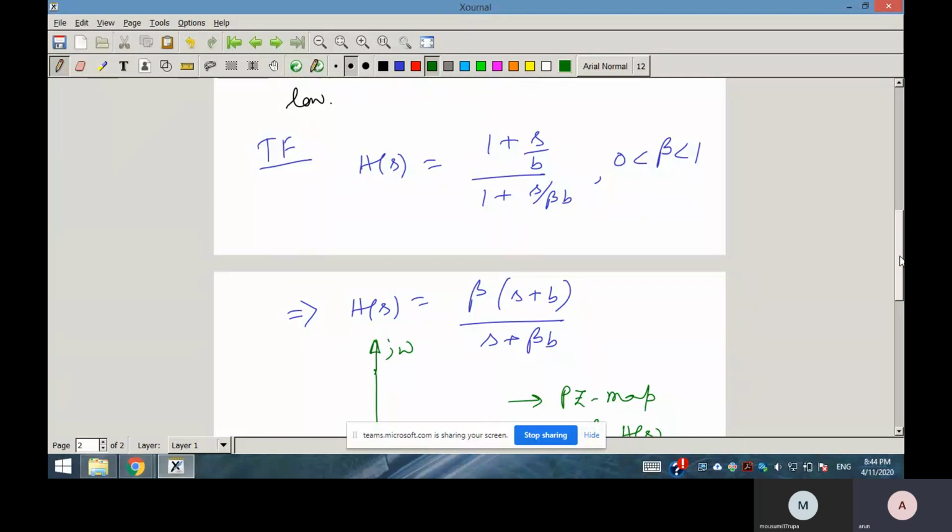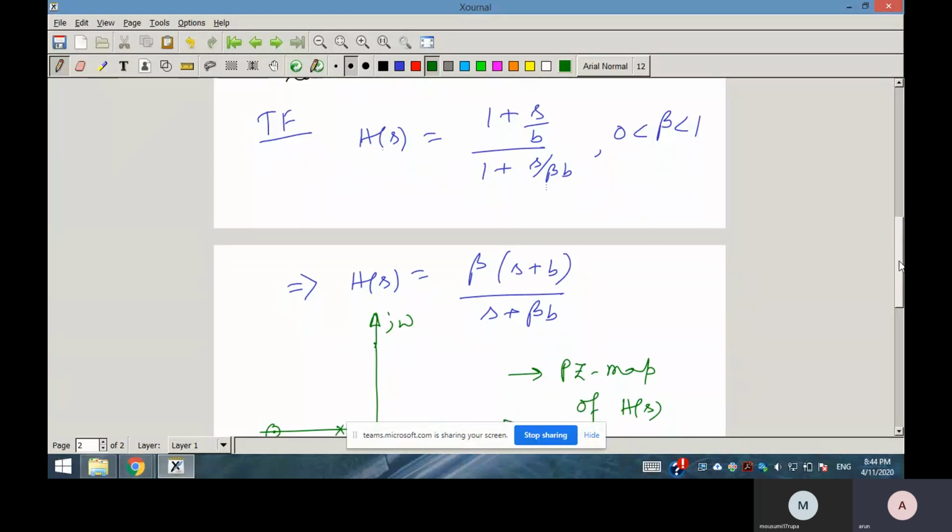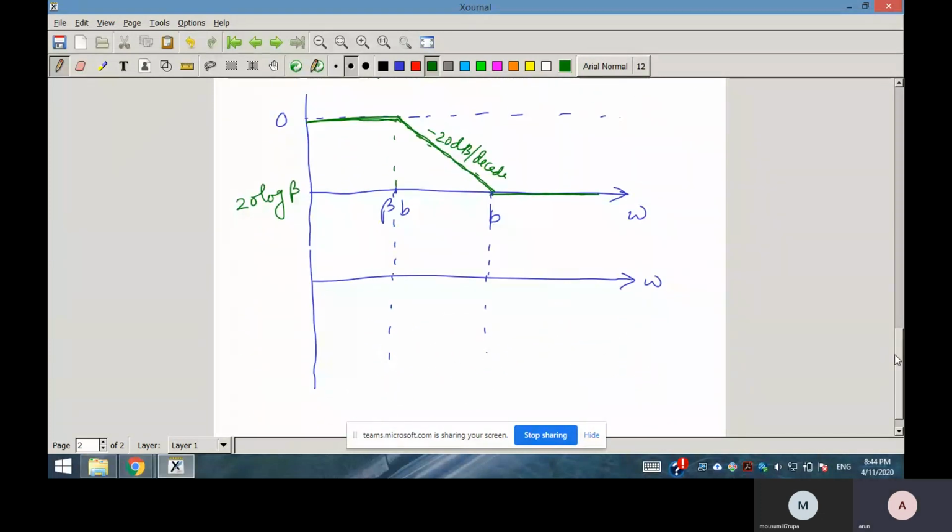But in between, what will happen? In between, because beta is less than 1, phase will be negative. So it will look like this. You can draw also the asymptotic phase plot, that I am not drawing. Okay, so this is your phi m, that is the maximum phase lag it will provide.